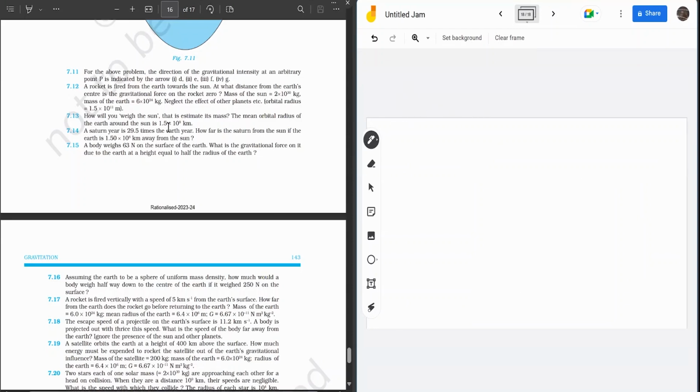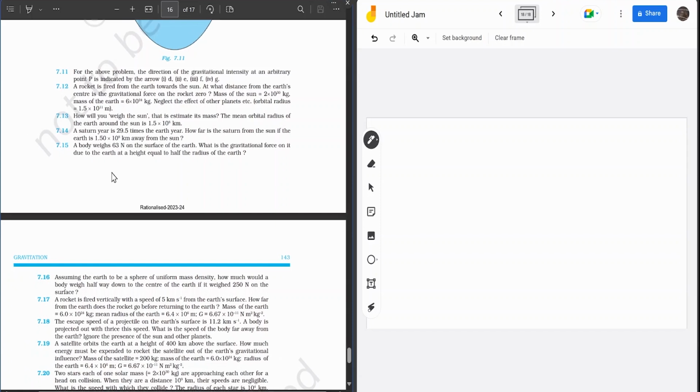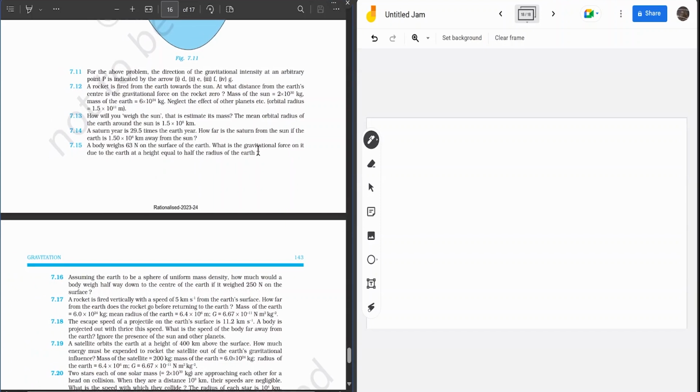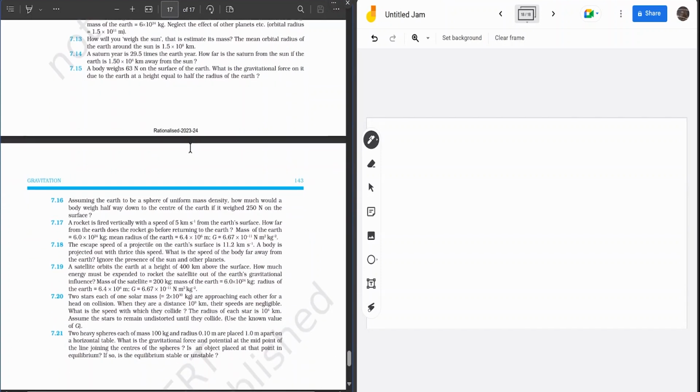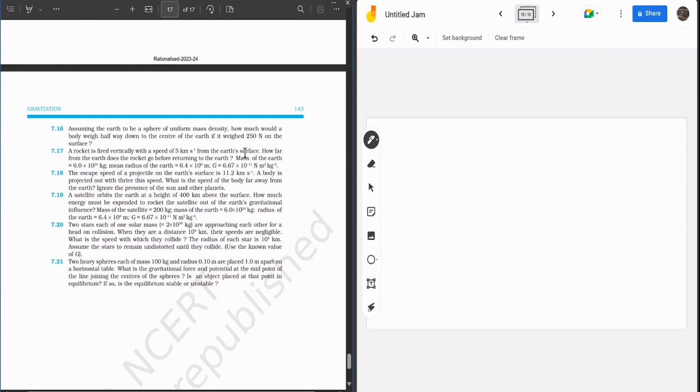Next question. A body weighs 63 newtons on the surface of the Earth. What is the gravitational force on it due to the Earth at a height equal to half the radius of the Earth? So the weight is 63 newtons.